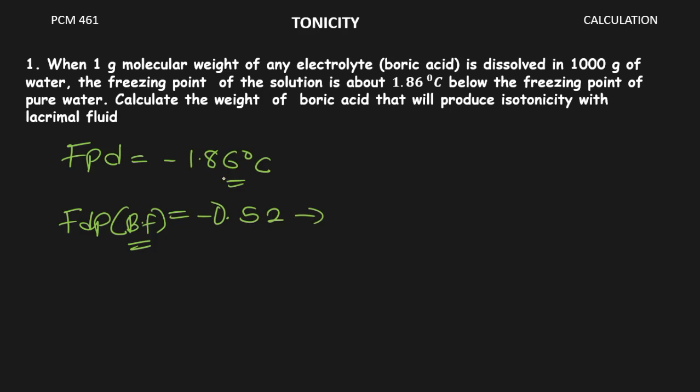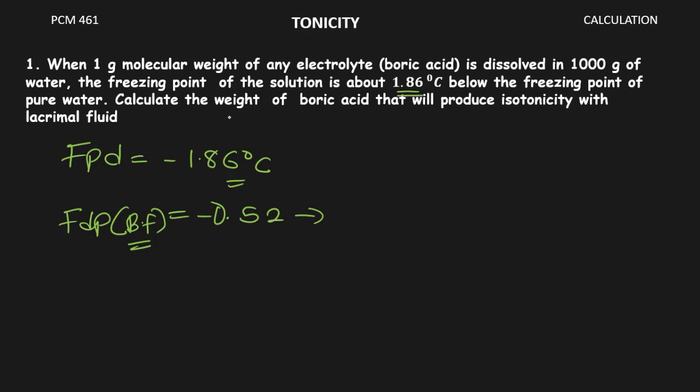So we want to know how much of any electrolyte we are going to dissolve that will give us this 0.52. But we know that 1 gram molecular weight of any electrolyte, when you dissolve it in 1000 gram of water, gave a freezing point depression of 1.86. So we can come here. Now, 1 gram molecular weight is still the same thing as the molar mass. That is the meaning.